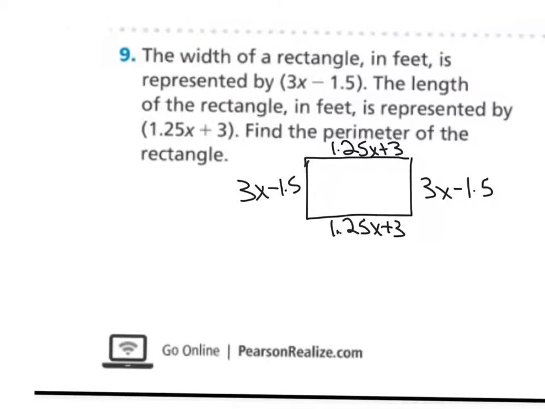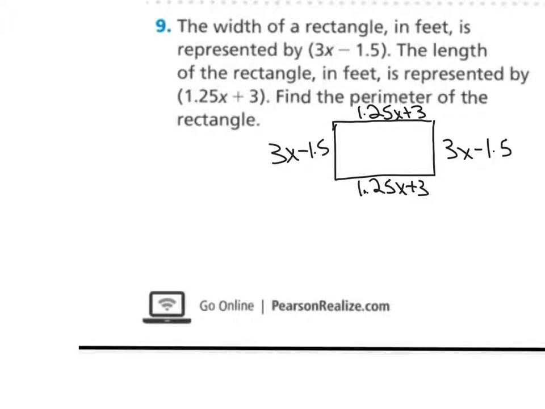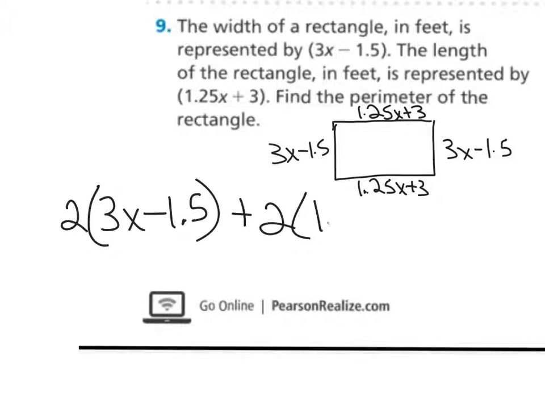And then it's up to you how you want to do this next part. So one option is that you can write them all out. So you could write 3x minus 1.5 plus 3x minus 1.5 plus 1.25x plus 3 plus 1.25x plus 3. Another option would be thinking about that we have 2 of these widths and we have 2 of these lengths.